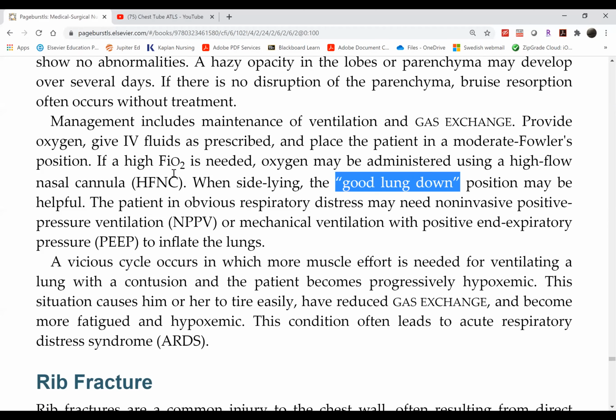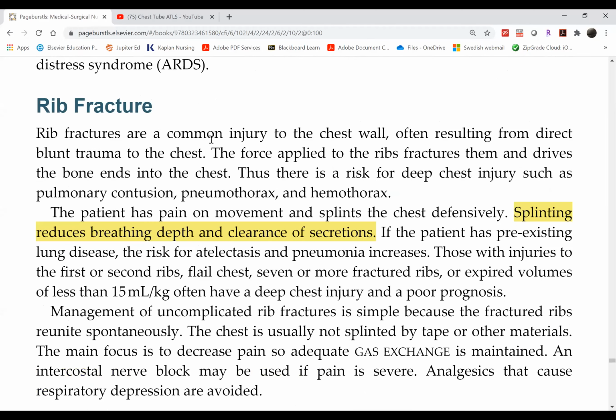Rib fracture. This is referring to a simple rib fracture. So the patient's rib here is broken in one place, or it could be multiple, but as long as it's non-displaced, it is a rib fracture.